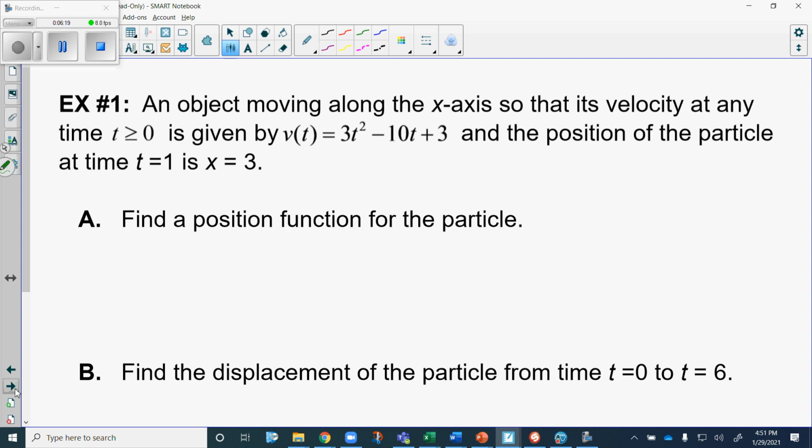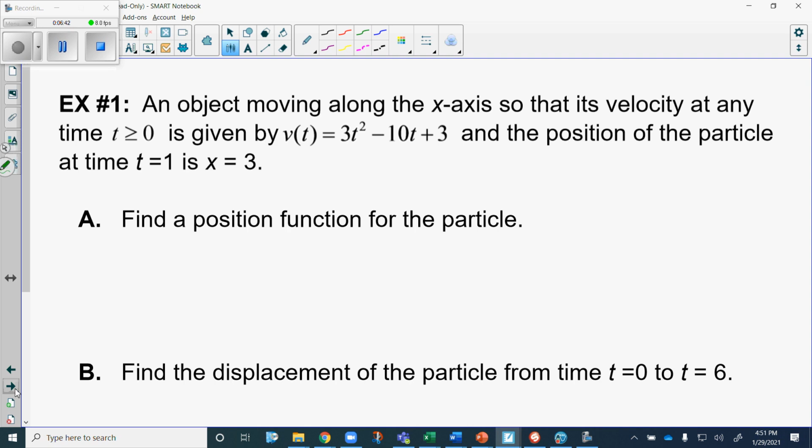An object moving along the x-axis so that its velocity at any time t greater than or equal to 0 is given by the velocity function 3t squared minus 10t plus 3. And the position of the particle at time equal to 1 is x equal to 3. So find a position function for the particle.